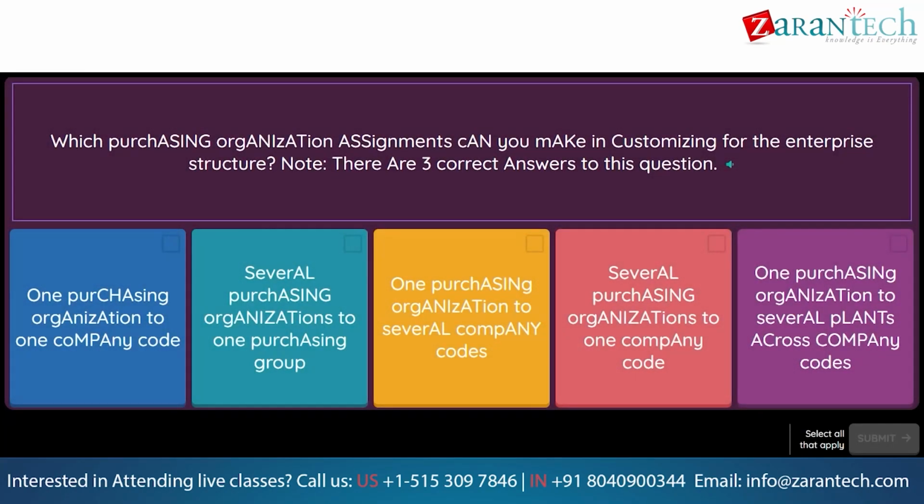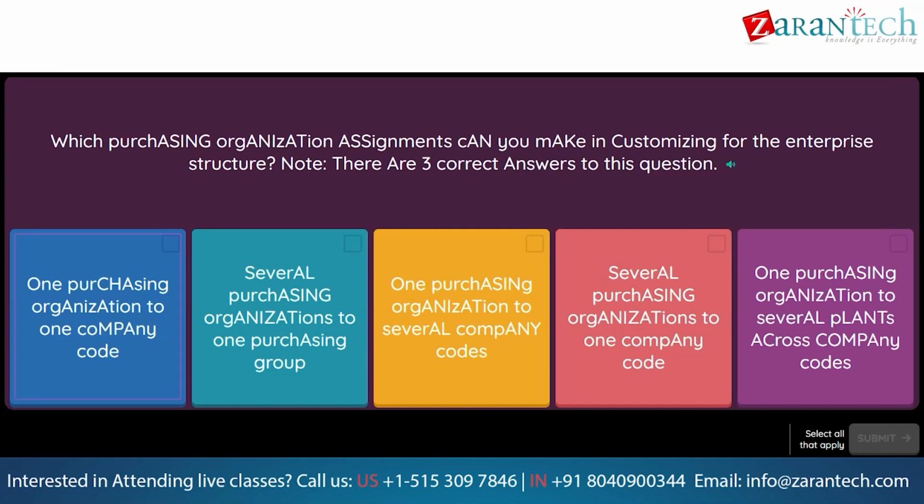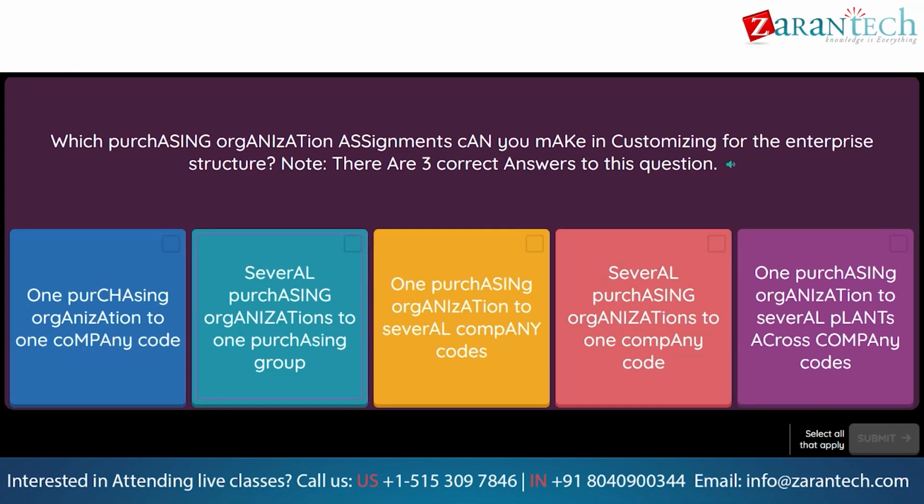Question: which purchasing organization assignments can you make in customizing for the enterprise structure? Note, there are 3 correct answers to this question. Option 1, one purchasing organization to one company code. Option 2, several purchasing organizations to one purchasing group. Option 3, one purchasing organization to several company codes.